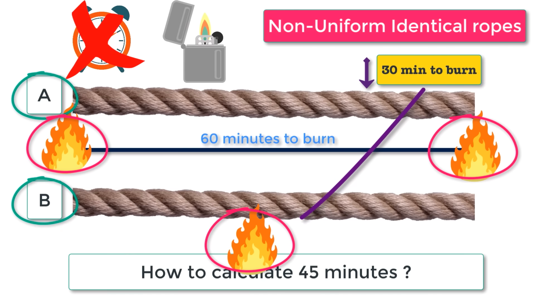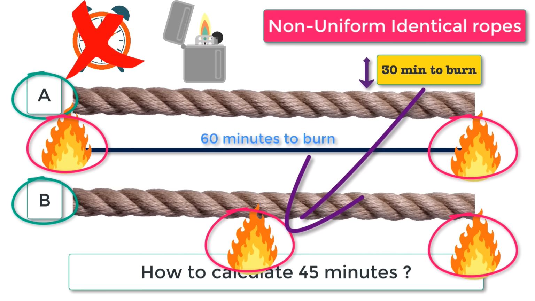But the rope B would have burnt for 30 minutes. It does not mean that rope B is fully burnt, but it has already taken 30 minutes and the remaining portion of the rope will burn in another 30 minutes. So at this point, light the other end of rope B as well. It will take another 15 minutes for rope B to burn completely. So that's how you are going to measure 45 minutes.